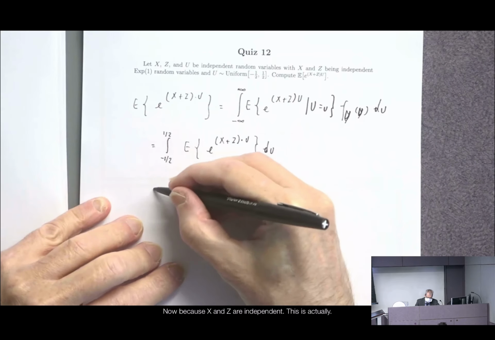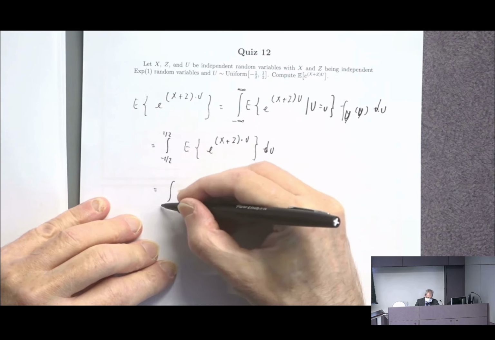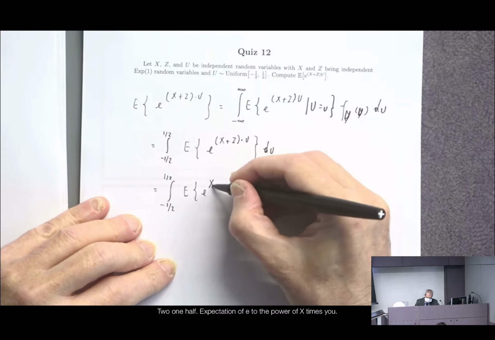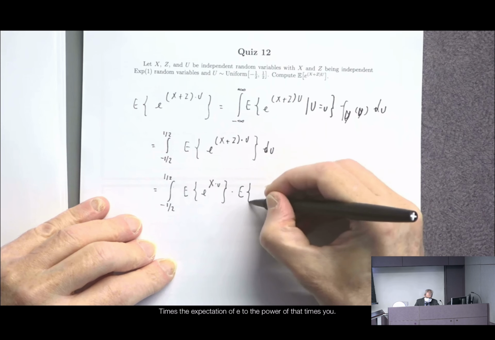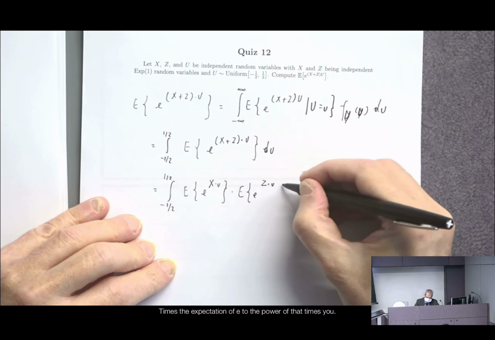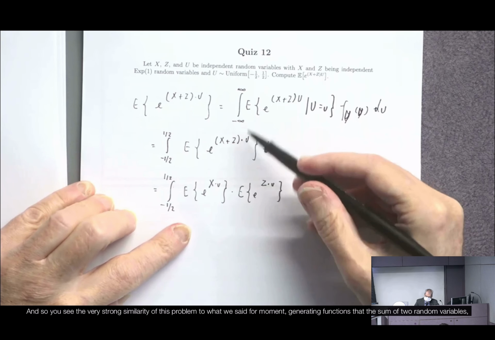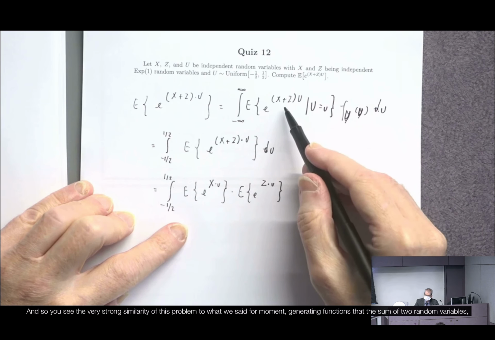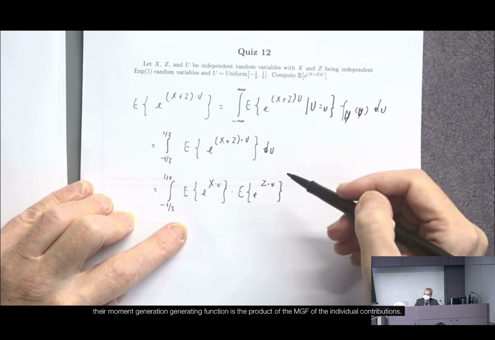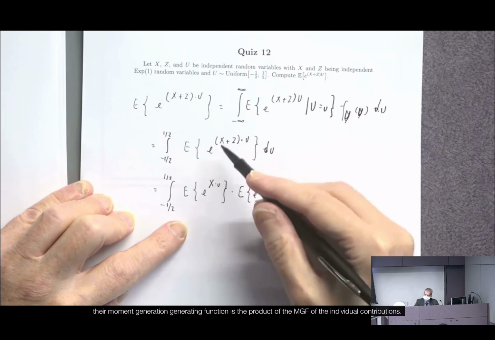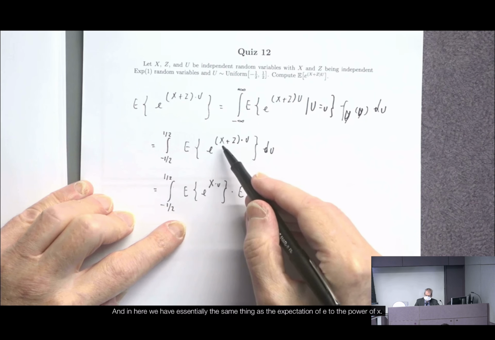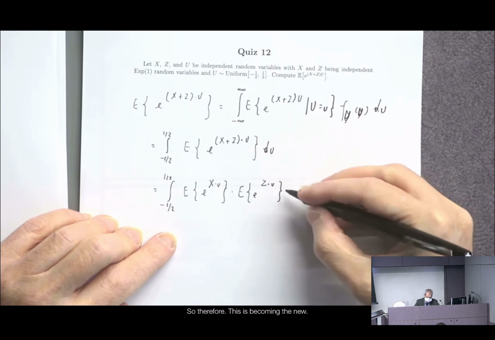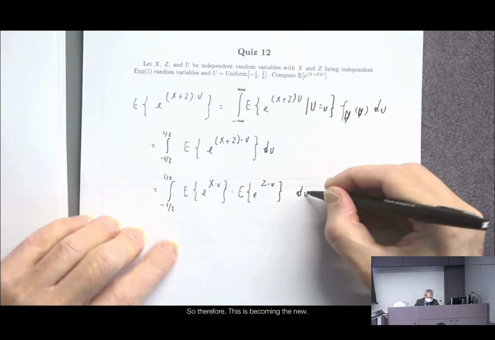Now, because X and Z are independent, this is actually the integral of the expectation of e to the power of X times U, times the expectation of e to the power of Z times U. And so you see the very strong similarity of this problem to what we said for moment generating functions, that for the sum of two random variables, the moment generating function is the product of the MGFs of the individual contributions. And here we have essentially the same thing, right? The expectation of e to the power of X, that's just an MGF formulation. So therefore, this is becoming the integral du.